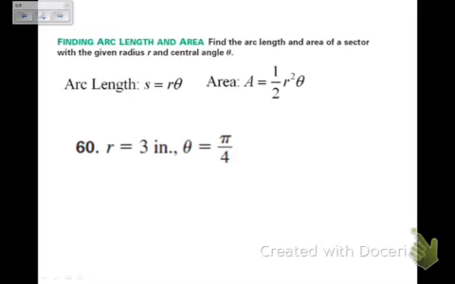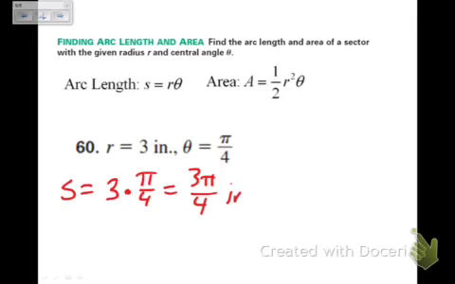R is 3 inches, theta is pi over 4. Theta is already in radians, so we're good there. So arc length is 3 times pi over 4, or just 3 pi over 4. And make sure to label: 3 pi over 4 inches. And you can leave it like that or multiply out.